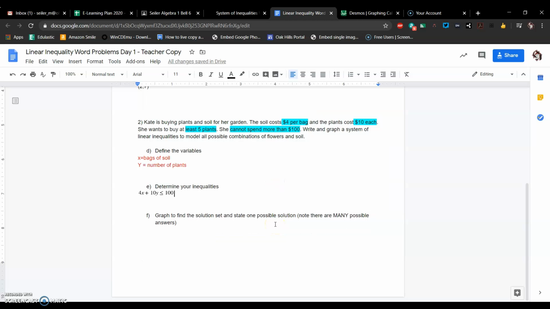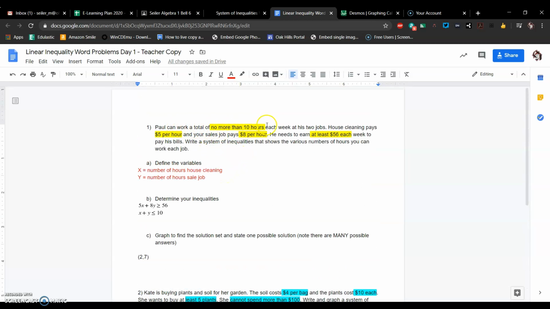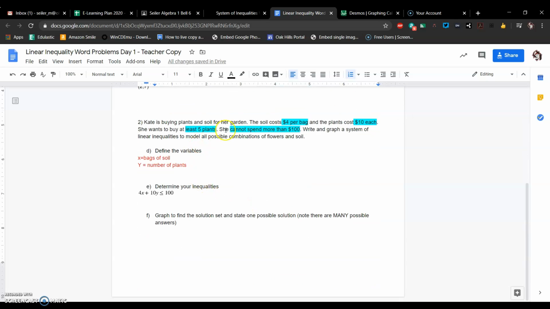Okay, now, this next part, this is where it gets really, really tricky. Because I know she wants to buy at least 5 plants. Well, 5 plants is my y. So I know that for this one, my y value, my number of plants, has to be greater than 5. If we look at the previous one, this was a combination of his 2 jobs. It said the 2 jobs is what he could do no more than 10 hours of. This second part tells me nothing about the soil. This strictly tells me about the plants.